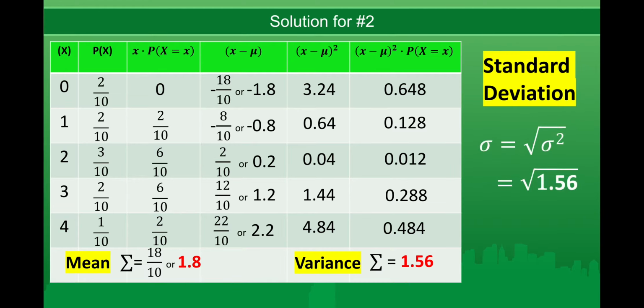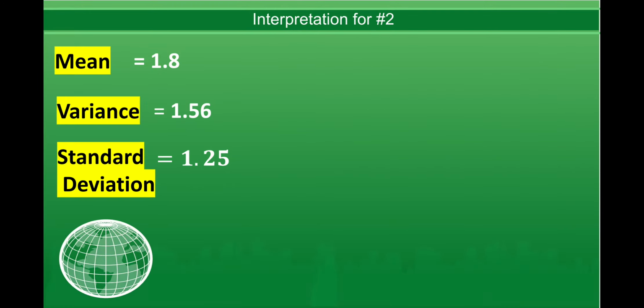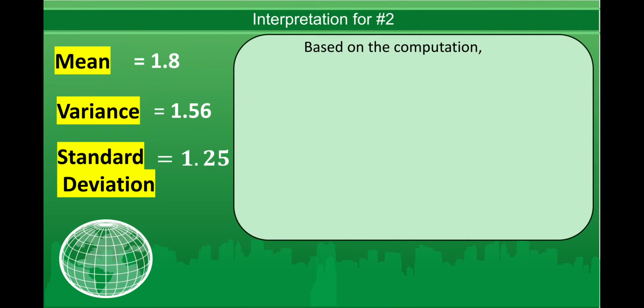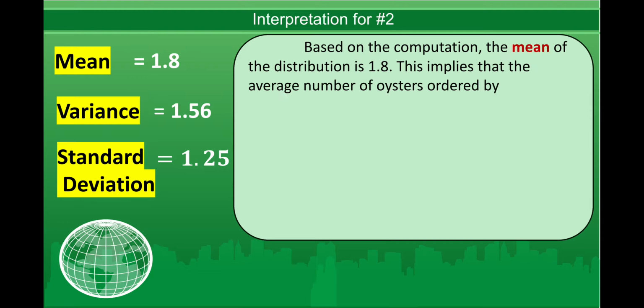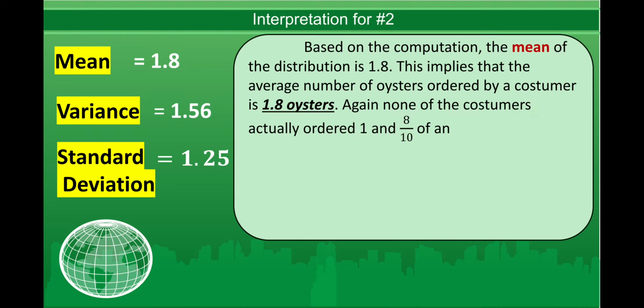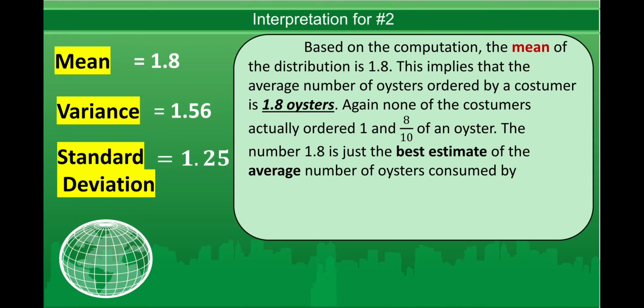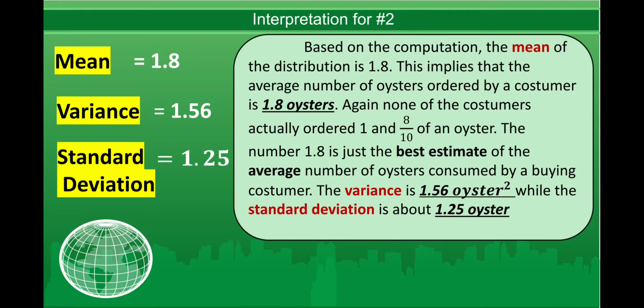So that's 1.56, and the square root of that is approximately 1.25. To interpret the result for the mean, variance and standard deviation: based on the computation, the mean of the distribution is 1.8. This implies that the average number of oysters ordered by a customer is 1.8 oysters. Again, none of the customers actually ordered 1 and 8/10 of an oyster. The number 1.8 is just the best estimate of the average number of oysters consumed by a buying customer.